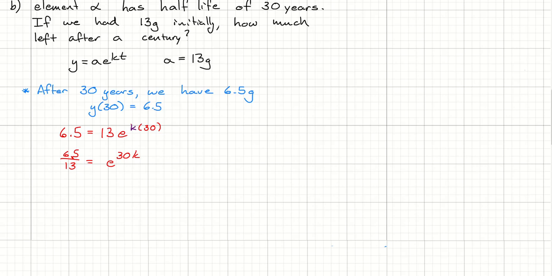All right, here's our problem. Element alpha, we have a half-life of 30 years, and I know that the model that we're looking at for some amount left over is going to be A e to the kt every time. Anything exponential, this is what it's going to look like. After 30 years, we have some amount left.